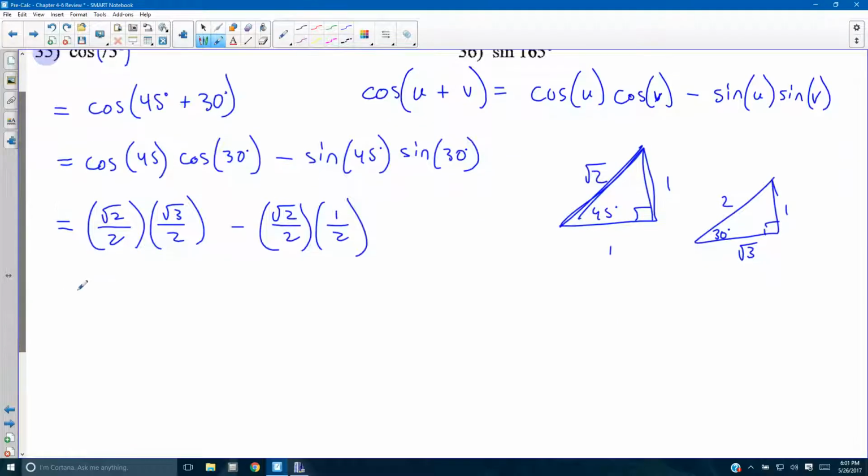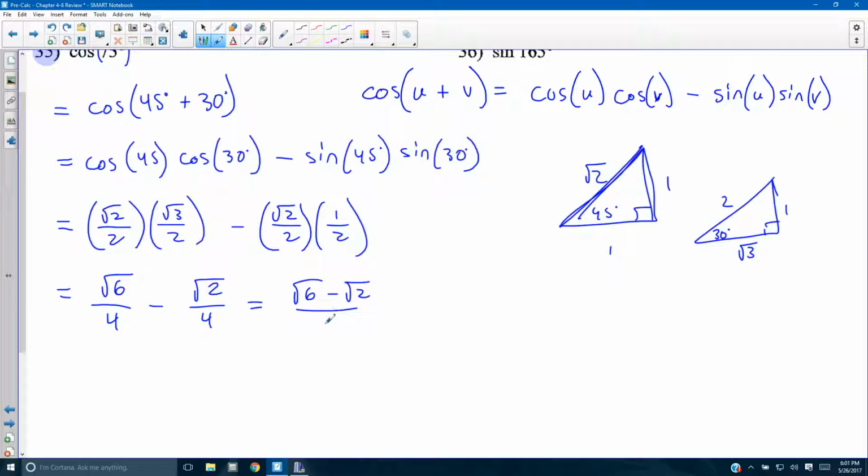Multiply and subtract. Root 2 times root 3 is root 6. This is over 4. Minus root 2 times 1 is root 2 over 4. As they have a common denominator here, I'm going to write them both right next to each other, root 6 minus root 2 all over 4. That'll be as simplified as we can really get in terms of exact values.